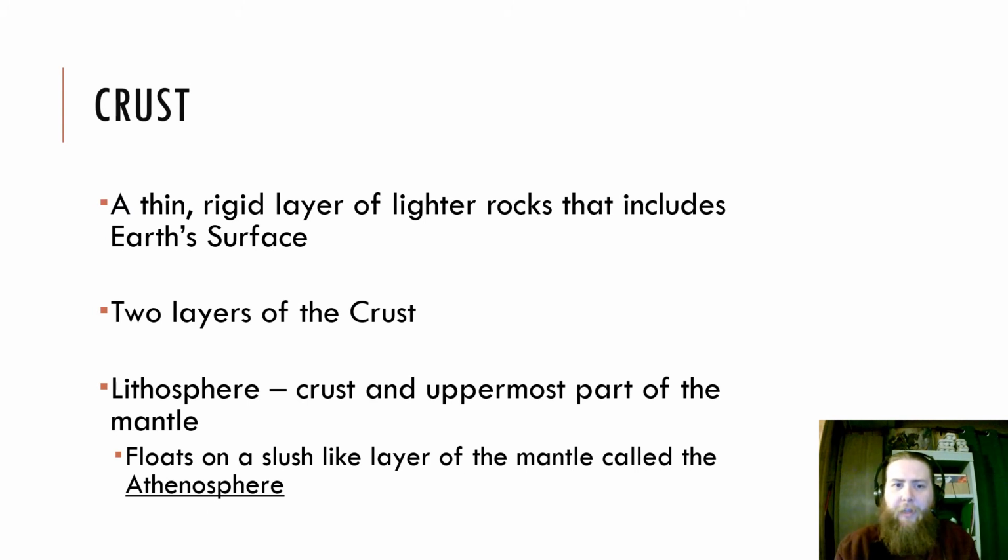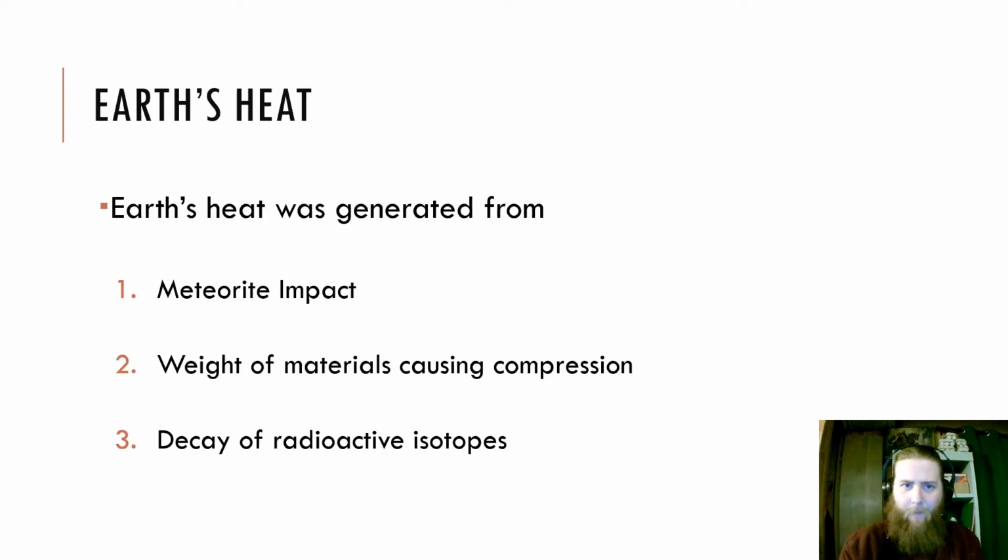The crust is a thin, rigid layer of lighter rocks that includes all of Earth's surface. And there's two layers. One of them is the lithosphere, what we walk on. It's the uppermost part of the mantle. And then it floats on a kind of slush of the mantle called the asthenosphere. And these parts are kind of a little gray area on where one actually starts and the other stops. But we kind of just float on the mantle, living our best life up here.